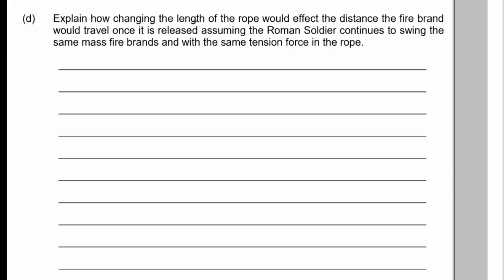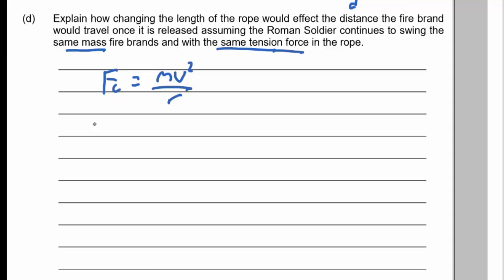D. Explain how changing the length of the rope would affect the distance the fire band would travel once it's released, assuming the Roman soldier continues to swing the same mass, so M doesn't change, with the same tension. Almost everybody missed this whole idea of the same tension force. So we've got Fc equals mv squared over r. And so by changing the length of the rope, okay, so continue to swing. So how does changing r affect v is basically what we've got. So F is constant, M is constant, v and r can change.